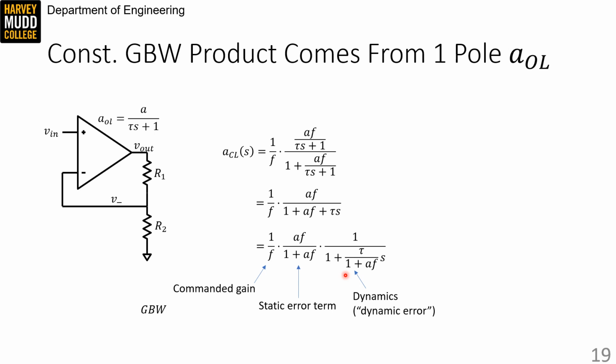Now it's worth noting that the location of the closed loop pole in this transfer function depends on the value of f. So here the pole for a closed loop transfer function moves around as 1 plus af changes. Because it's no longer at tau, it's now at tau over 1 plus af. So we call this effective time constant a closed loop time constant.